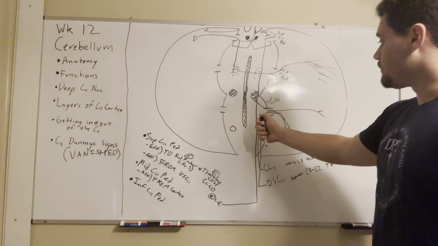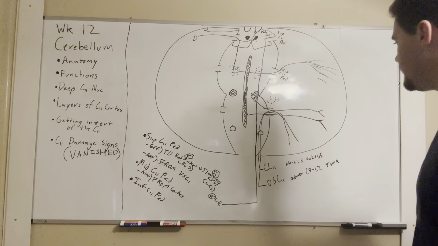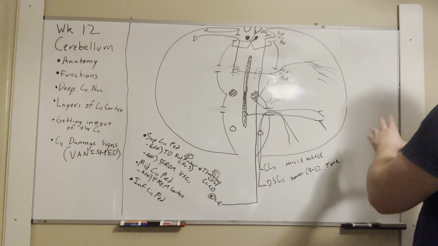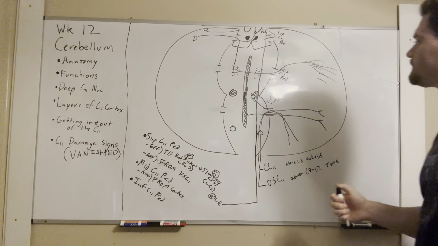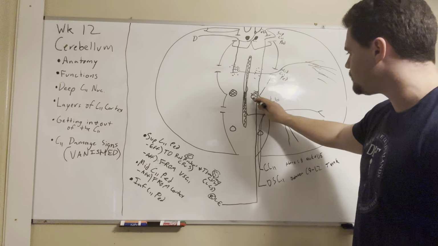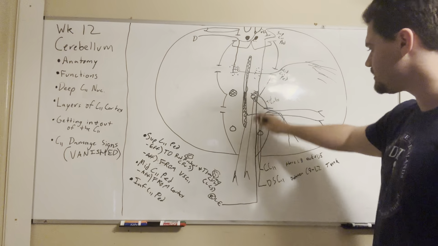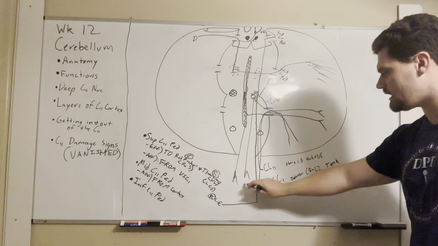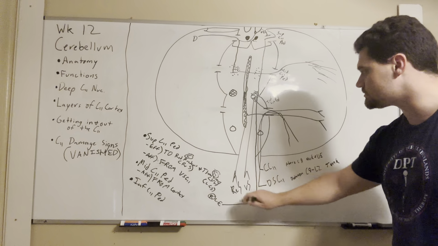And then the reticular formation is very similar as well. The cerebellum talks to the reticular formation. The reticular formation talks to the cerebellum. And then we have two tracts that come down, right? We have the vestibulospinal tract, and then we have the reticulospinal tract, right?